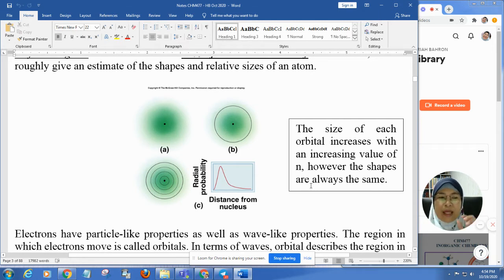So for example, the 1s orbital is spherical, it's like a ball, but when you go from 1s to 2s, 2s is bigger and 1s is smaller. And when you go from 2s to 3s, 3s is bigger and 2s is smaller. The shapes are still the same. They are all still spherical.